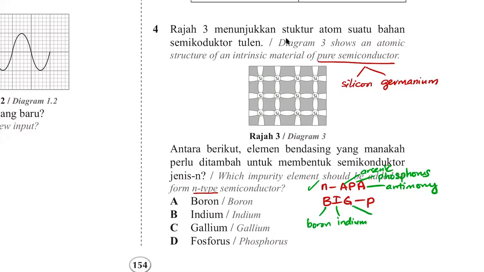indium, and gallium. So the correct answer for this one to form n-type semiconductor ialah phosphorus lah kan? Phosphorus. Because the other three, BIG, ini, BIG will form p-type semiconductor. Okay, so there is one way for you to memorize what are the elements suitable to be used as the doping material for the semiconductor. Okay.